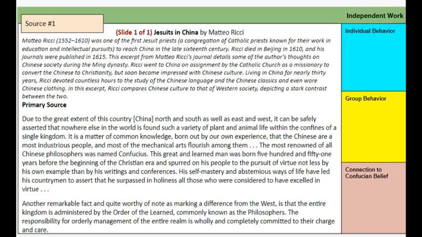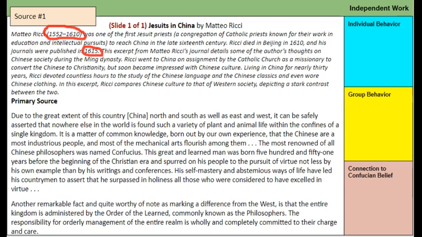And the first thing I do always is I circle the dates to make sure it's a primary source, meaning the dates match. The Ming Dynasty goes until the mid-17th century. That's the fancy historian way of saying the middle of the 1600s, and it goes from the 1300s or the 14th century till then. So those dates work. Now, let's look at this. I have the dates. Matteo Ricci is one of the first Jesuit priests. Jesuits, in case you don't know, is a congregation of Catholic priests known for their work in education and intellectual pursuits.